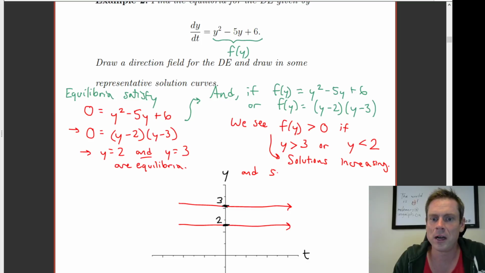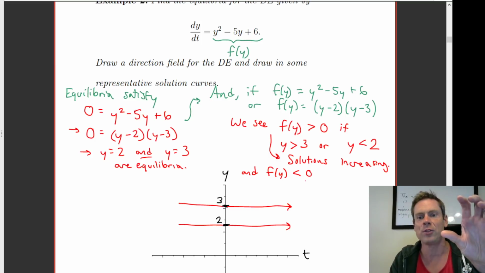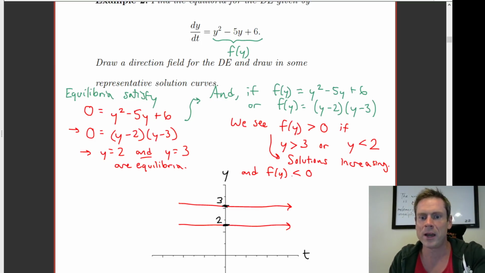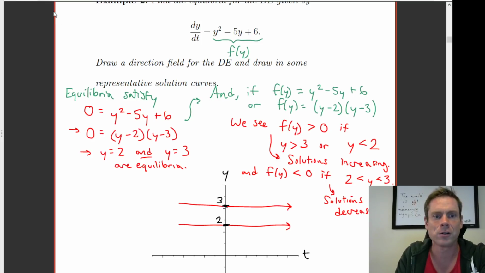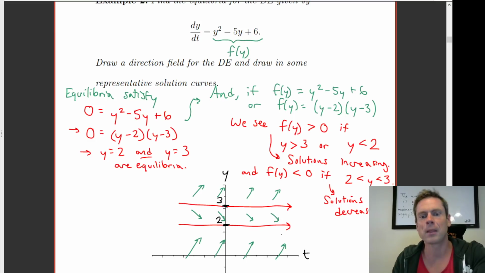And I'm going to write f of y is less than 0 in between the two, right? Between 2 and 3, one is negative, one is positive. f of y is less than 0 if 2 is less than y is less than 3, okay? And solutions are going to be decreasing in there. So we have a graph now where solutions are going to be increasing up here somehow, increasing down here somehow. That is true even below the axis, so I'll try to draw my arrows accordingly. But in between the two, the solutions are going to be decreasing.